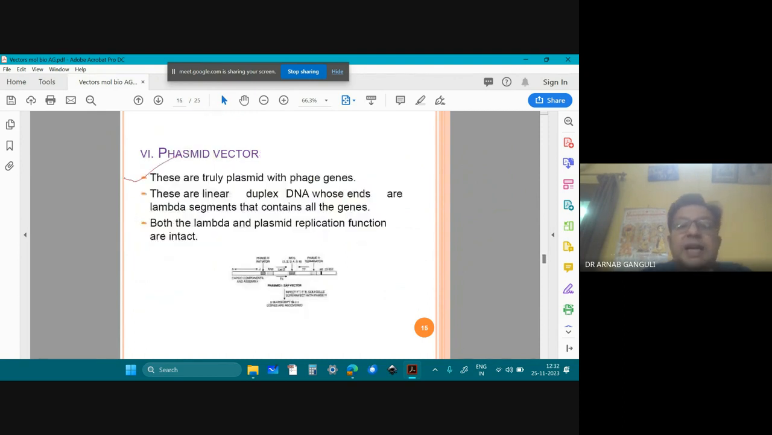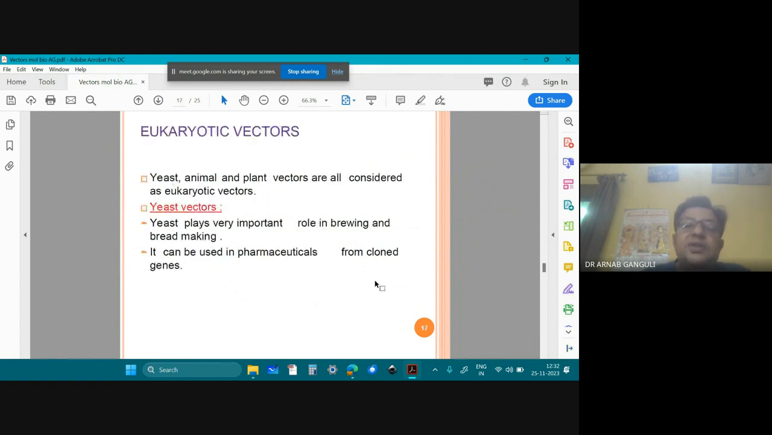These are truly plasmids with phage genes. These are linear duplex DNA whose ends are lambda segments that contain all the genes. Both lambda and plasmid replication functions are intact. So it's like a cosmid, but it's the phasmid part. It has a combination of bacteriophage as well as plasmid. Plasmid plus cosmid, you can say.